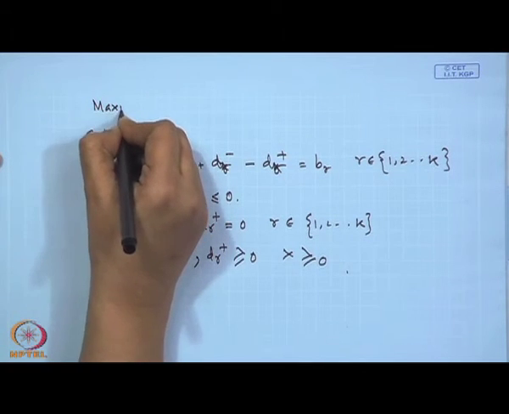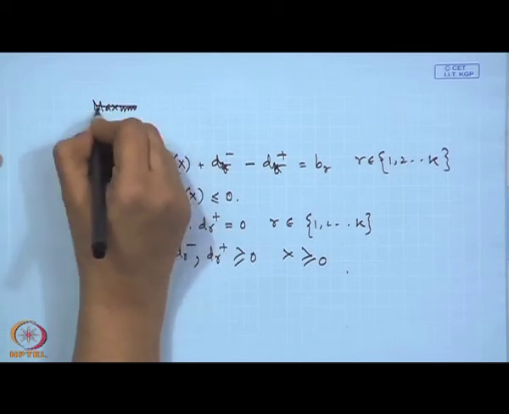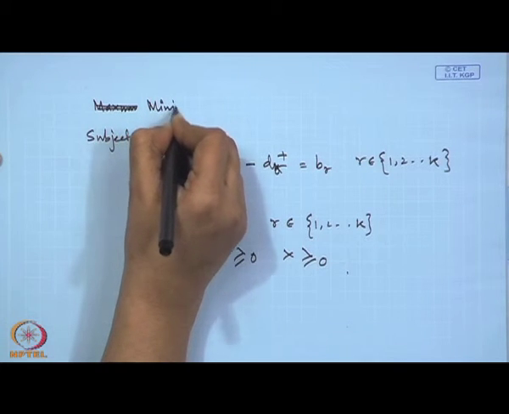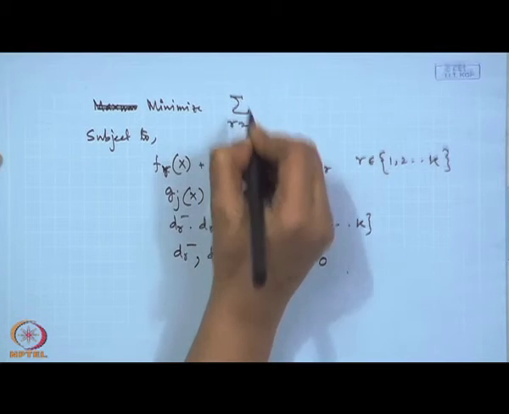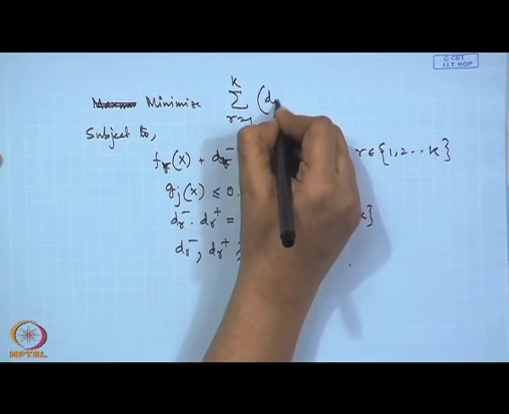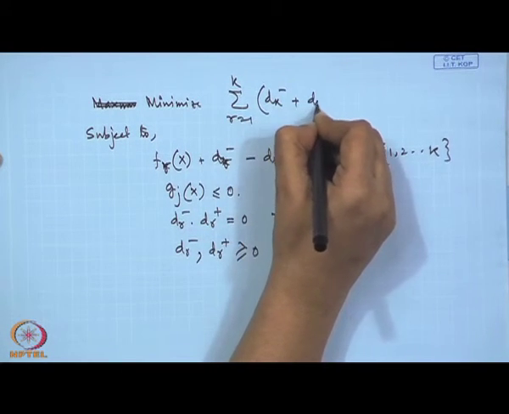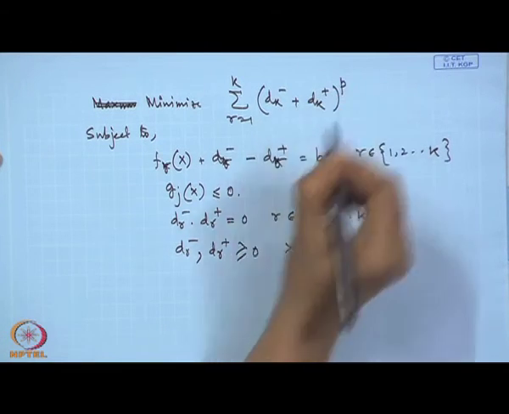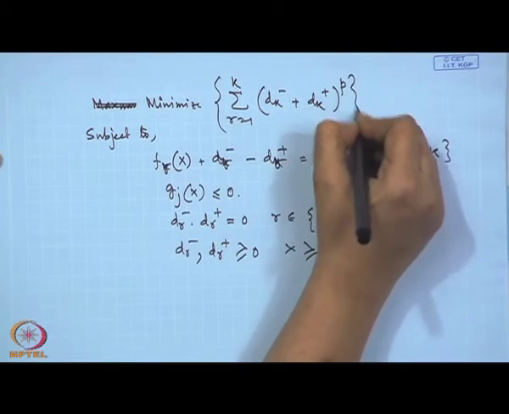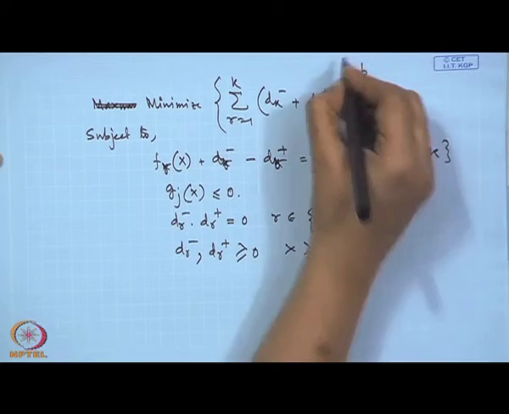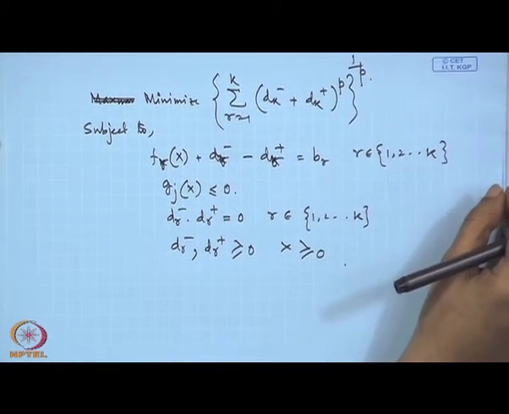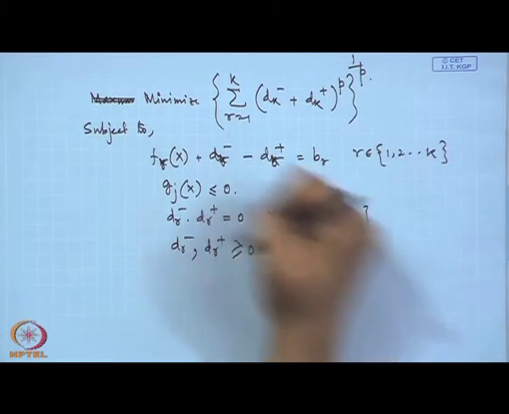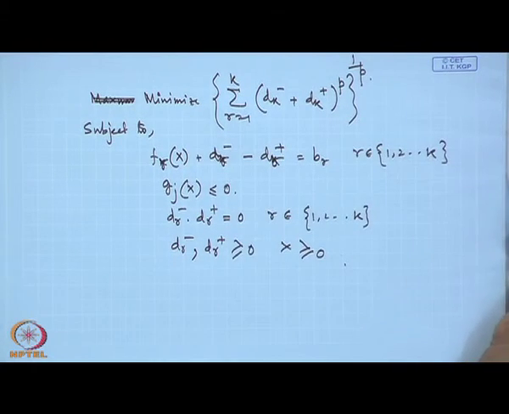And then we want to minimize some of these values. p is an integer, p can be taken as 1, p can be taken as 2, anything can be considered. In that way, we can construct another single objective problem and we can solve it.